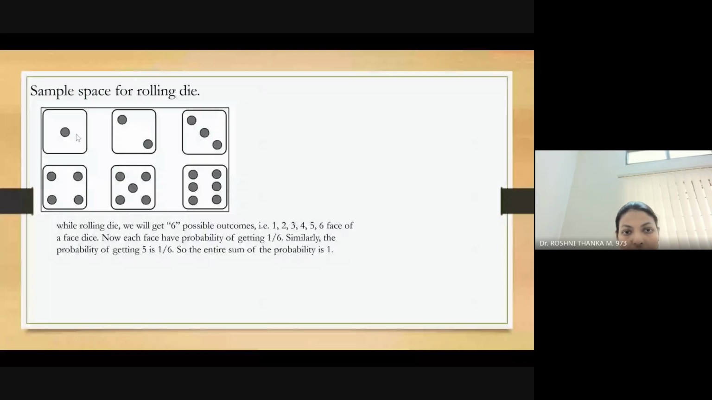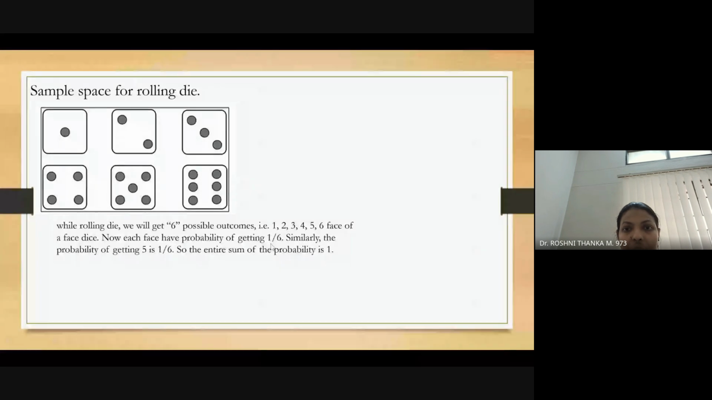So 6 combinations are there: getting 1, getting 2, getting 3, getting 4, getting 5, getting 6. While you roll a dice or throw a die, we will be getting 6 possible outcomes. Sometimes 1 can be there, sometimes 2 can be there. So the probability is, out of 6, it will come 1 time. So each face has the probability of getting 1 divided by 6.